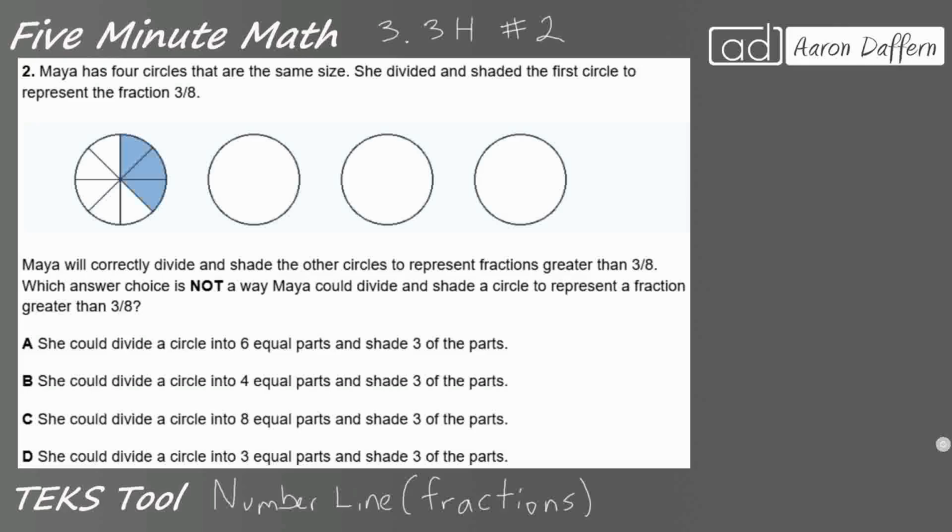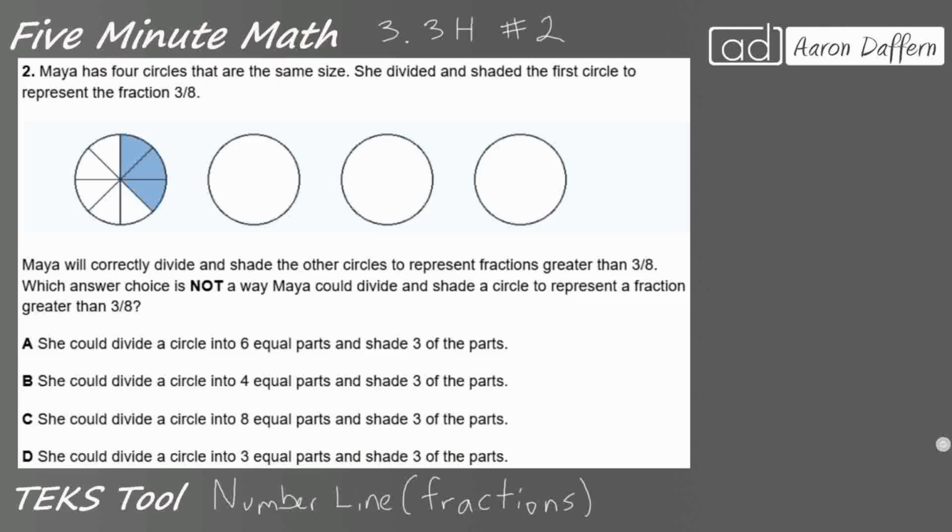Today we are looking at the TEKS tool number line. Specifically, we're working with fractions. We have a problem related to TEKS 3.3h, and we will solve it in 5 minutes or less. If you haven't done so already, please go ahead and take a moment to pause the video, work this problem out on your own, unpause it, and we will look at our answers together.